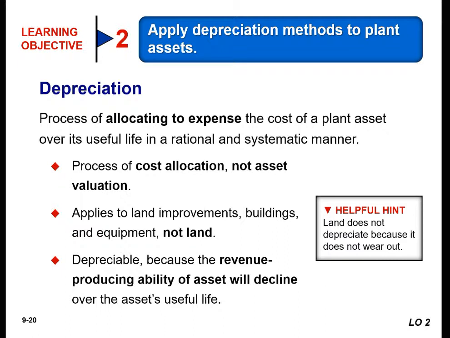Depreciation will impact the balance sheet through the accumulated depreciation account, which we'll talk about, which is reported as a deduction from the plant assets. It's a contra account. And it affects the income statement through the depreciation expense.